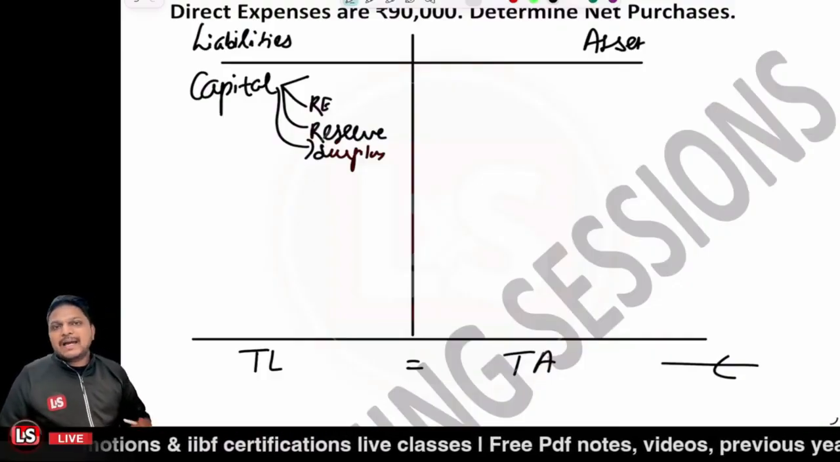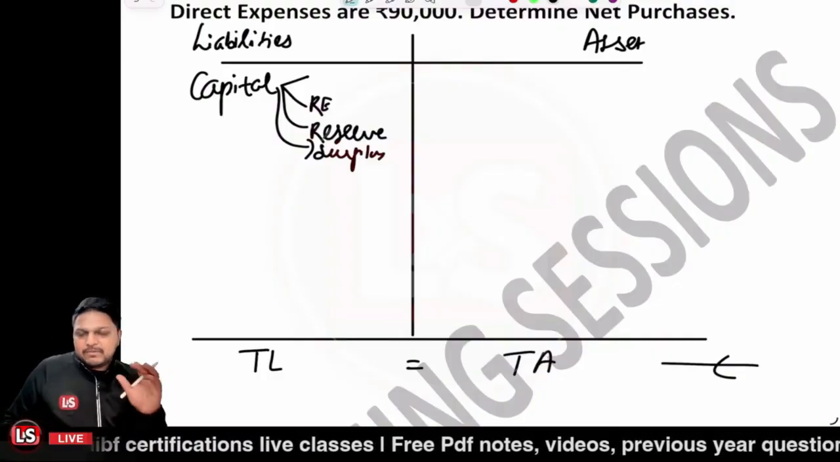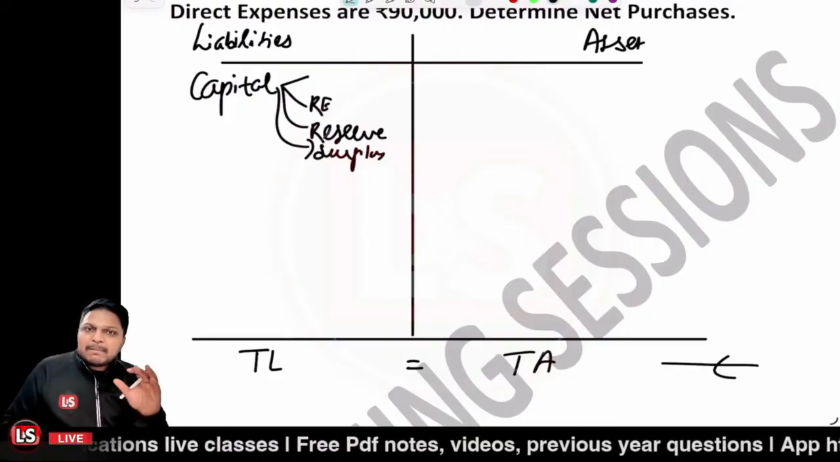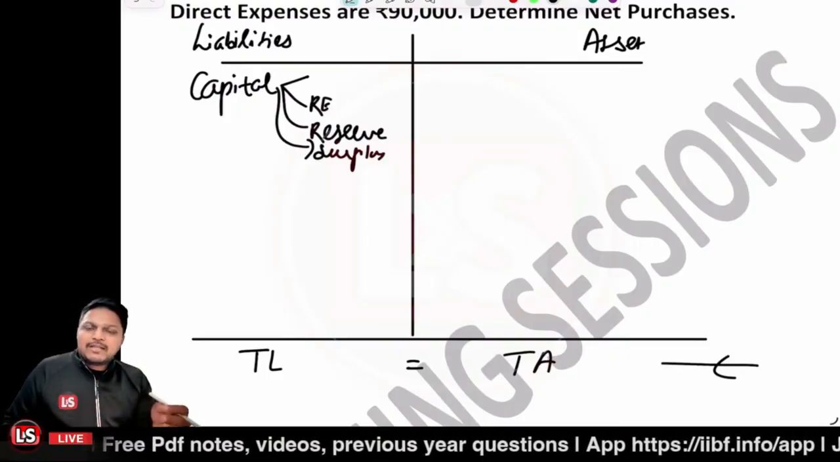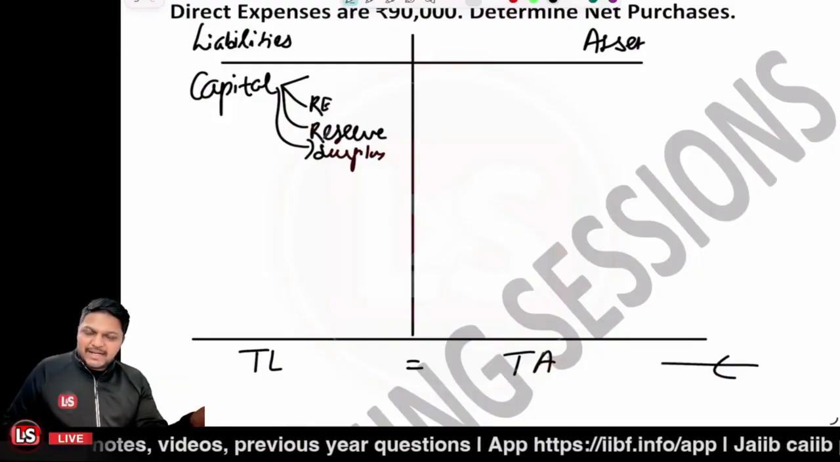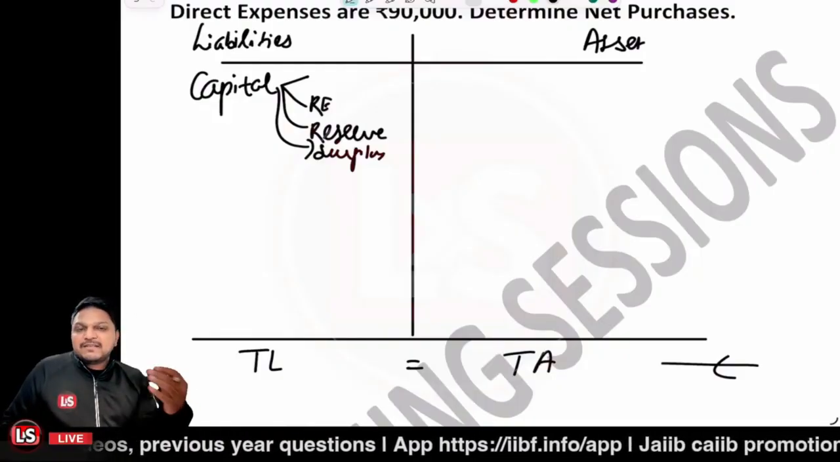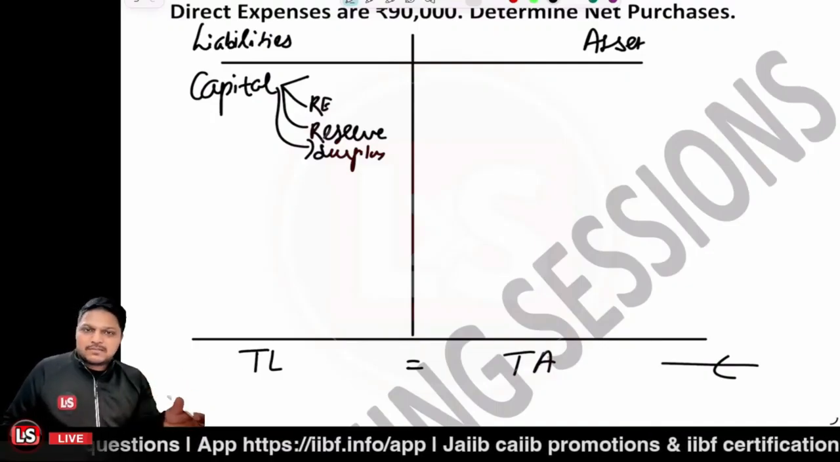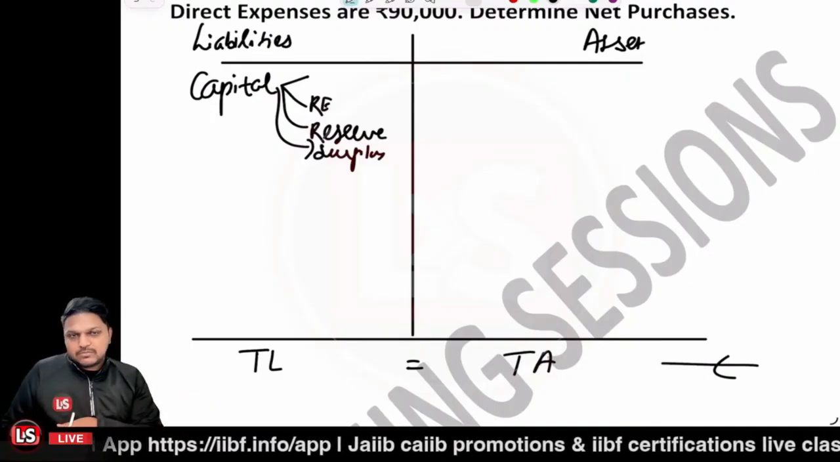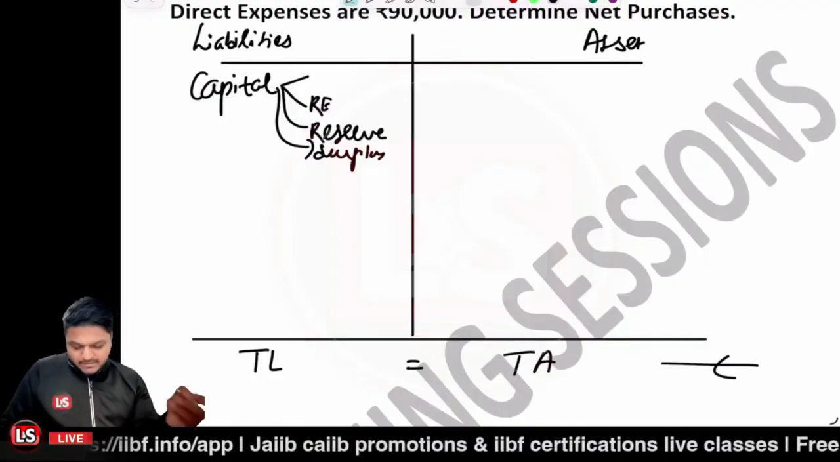I told you, as per the business entity concept, the business is separate from the owner, right? So the amount contributed by the owner is a liability on the business. And even if it has earned a profit, it is going to be a liability on the business, that it is to be paid back to the owner. So it's a liability on the business, right?